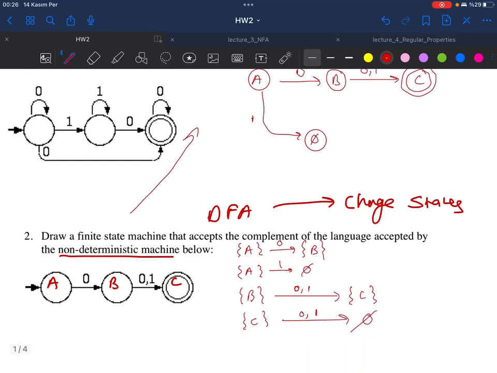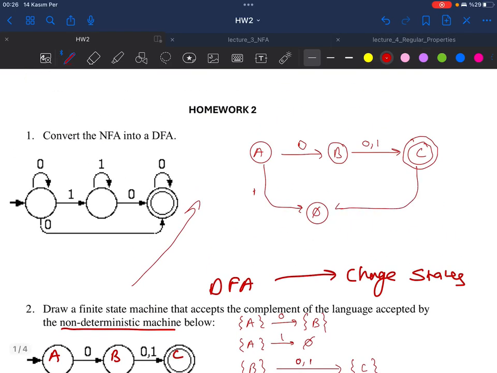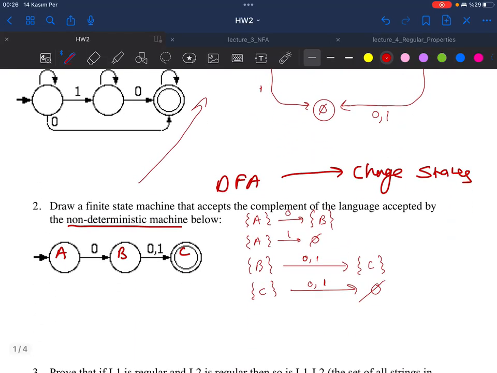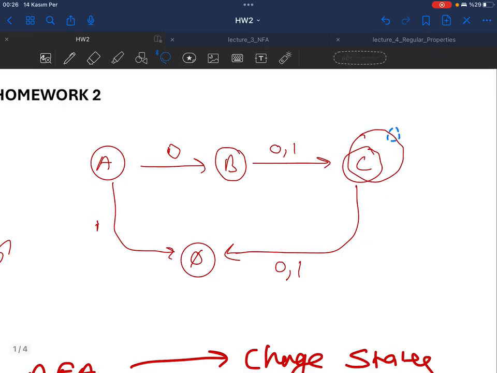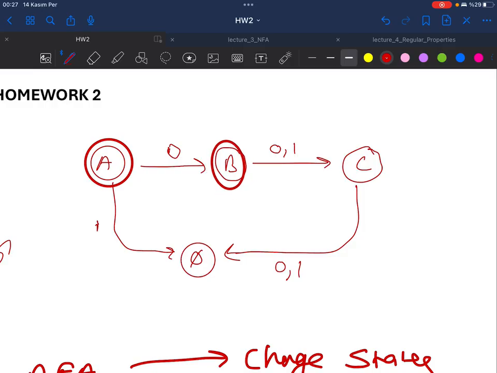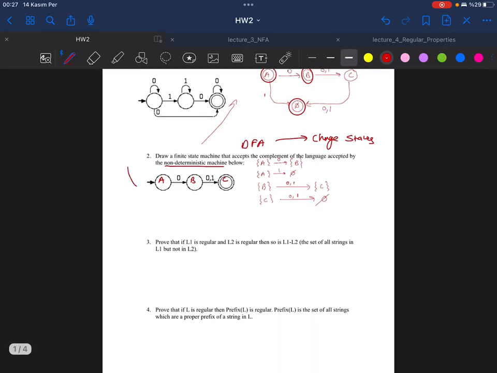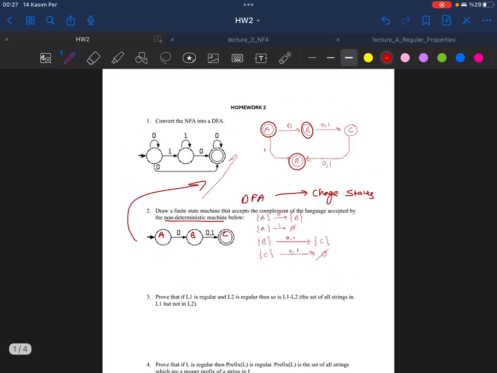And in C, 0 and 1 go to the empty state. So if you want to reverse, to get the complement, you should get rid of the accepted state and make the normal states accepted with a double circle, adding another circle too. So we have changed it, and we draw the complement of the language, okay?